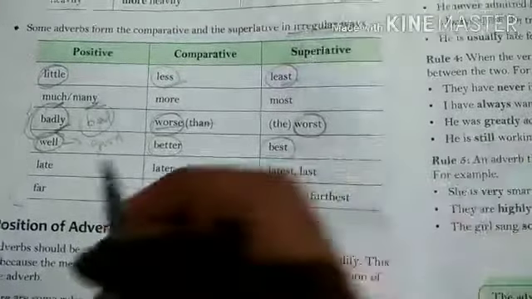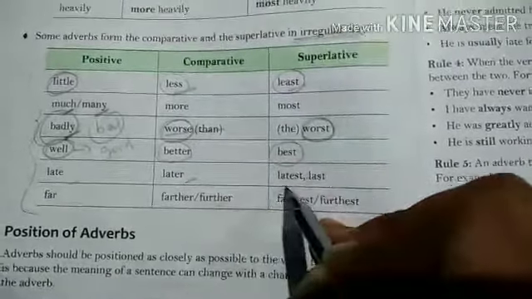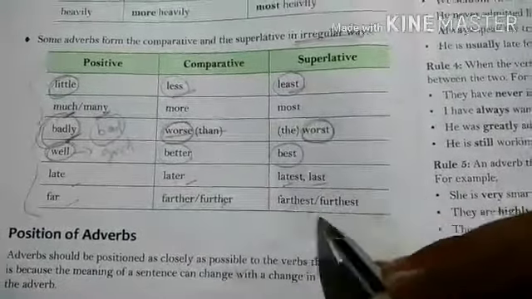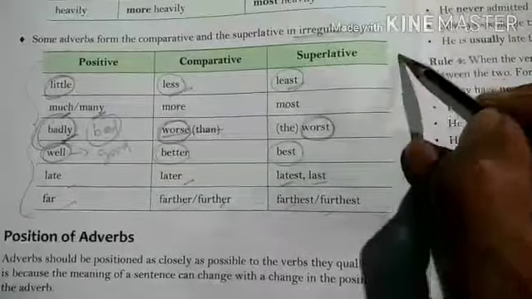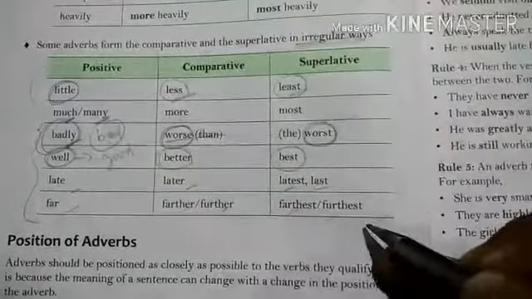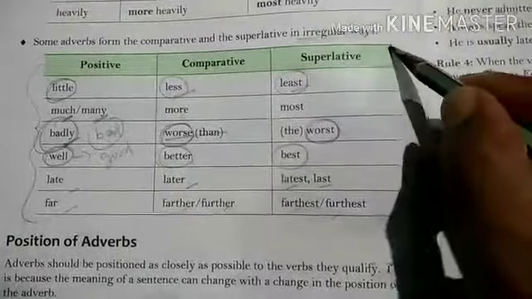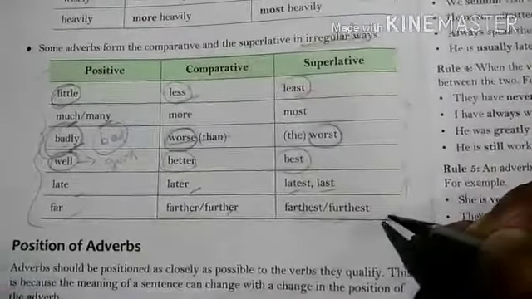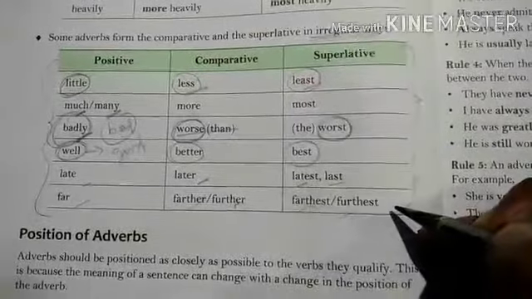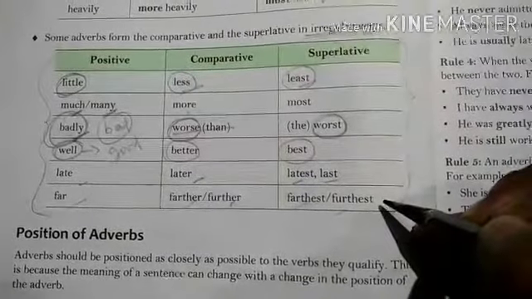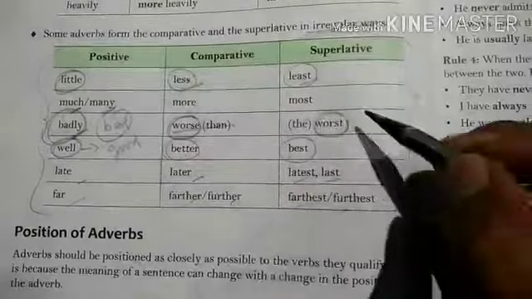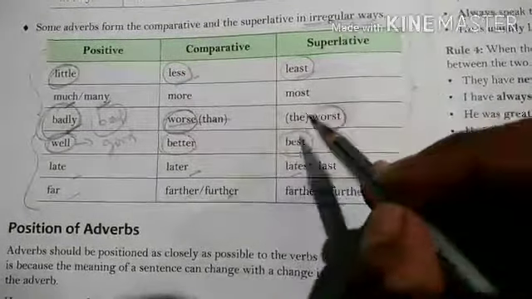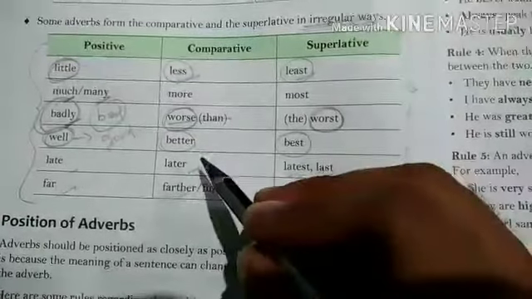Late, later, latest or last. Far, farther, further, or farthest, furthest. So I hope you have understood how to form the degrees of adverbs with the structure of words, as we have already understood in degrees of comparison of adjectives also. If you have understood the degrees of comparison of adjectives, you will definitely understand degrees of comparison of adverbs also.